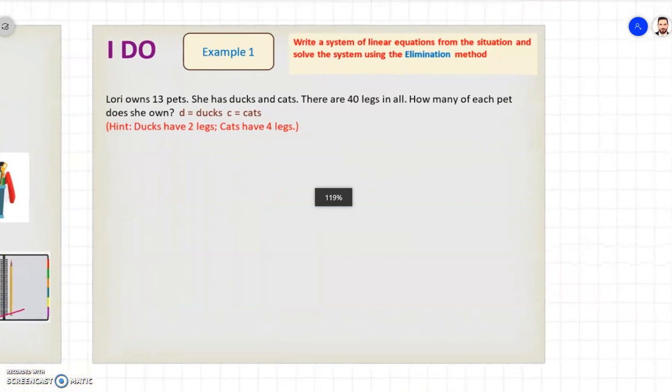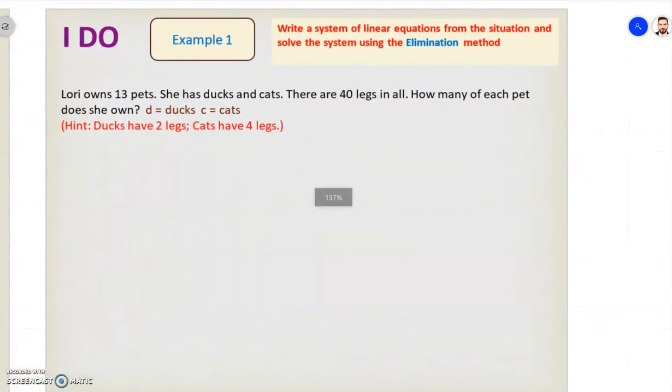Here we have the I do questions. In I do questions, I will read it in front of you, but in this case we are going to solve it by using elimination. Write a system of linear equations from the situation and solve the system using the elimination method.